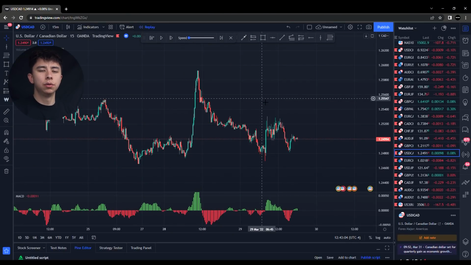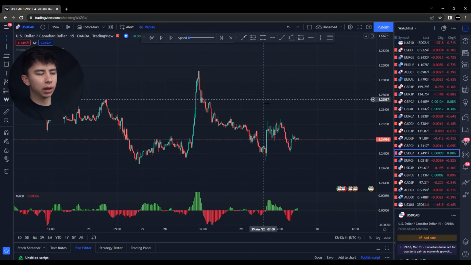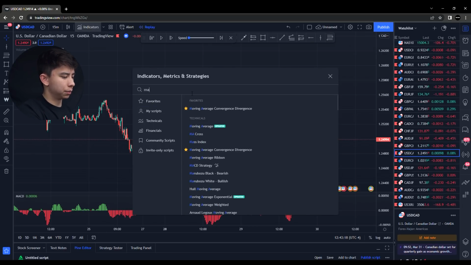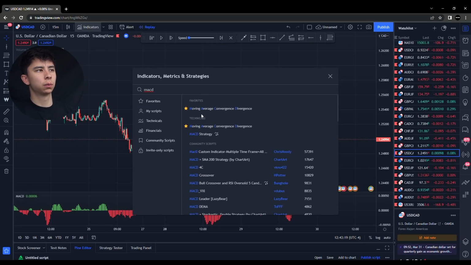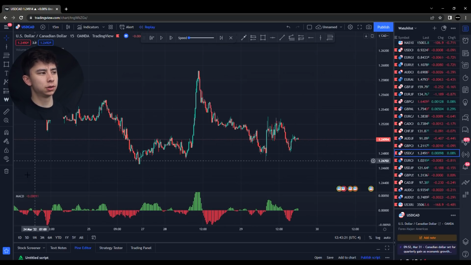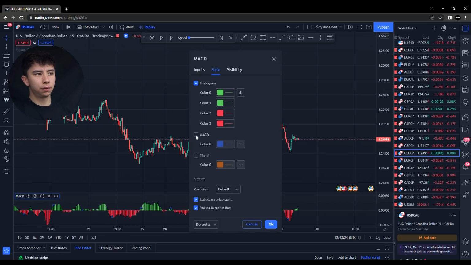Okay, so we're here on USD CAD, and I'm going to show you exactly what the MACD is good for. If you want to add this, just go to indicators, type in MACD. I use this one here called the moving average convergence divergence. If I go to settings here, I took off the lines by just clicking these and I make the colors the same.